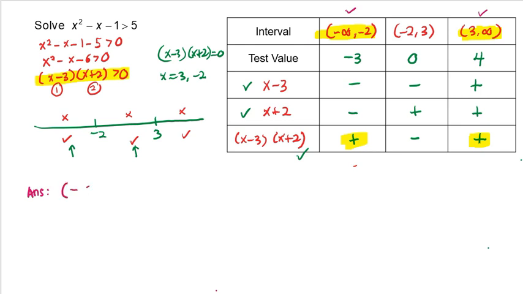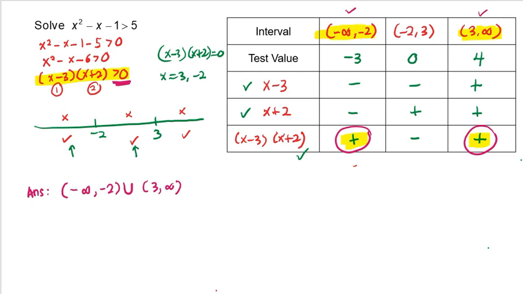All right, negative infinity up to negative 2, union with 3 until infinity. I hope you get the idea how to get it. Because it's positive, why do we take the positive parts only? Because it's greater than 0, so it should be a positive number. Right now we have this one as the final answer.